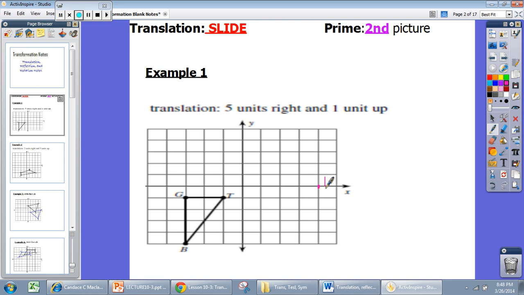Now I'm going to call this T prime, and prime looks like an apostrophe, okay? So that's just showing me that this was my first picture, and this is my new picture, this is my new T. Alright, do the same thing with G. I'm going to go over 1, 2, 3, 4, 5, up 1, that's G prime. And last but not least B, 1, 2, 3, 4, 5, up 1. And then just connect your 3 points to make a triangle again.